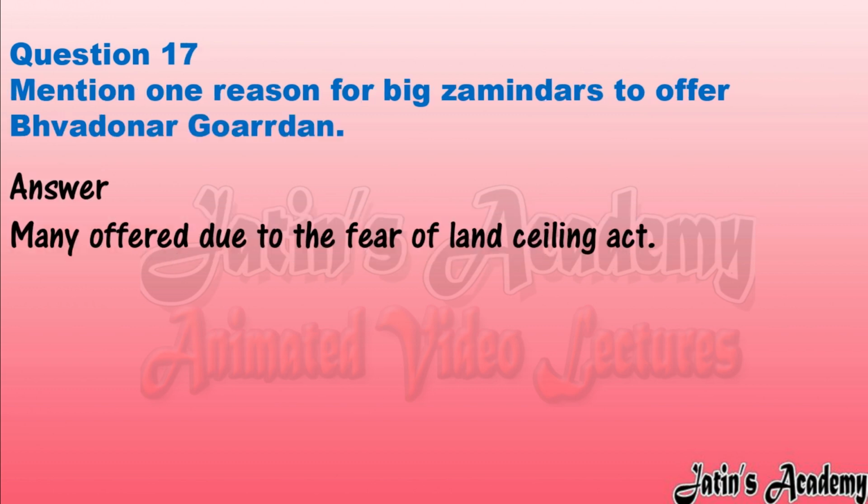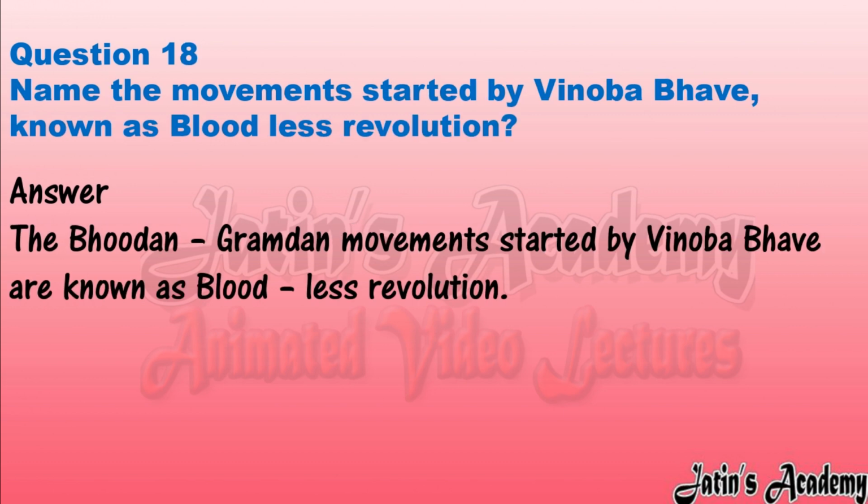areas. Question 17. Mention one reason for big zamindars to offer Vidarbha Gramdan. Answer. Many offer due to the fear of the Land Ceiling Act. Question 18. Name the movement started by Vinoba Bhave, known as Bloodless Revolution. Answer. The Bhoodan and Gramdan movements started by Vinoba Bhave are known as Bloodless Revolution.